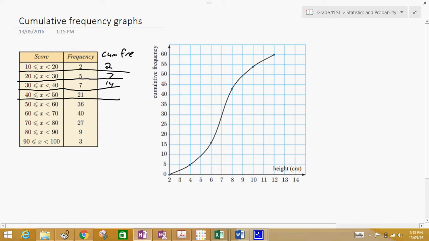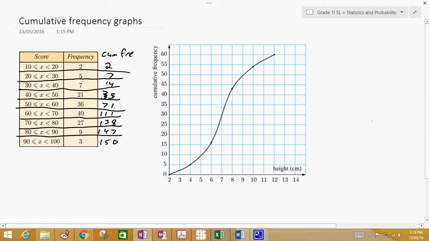And then we have 35. Sorry about my spelling or my penmanship. Then another 36, so that's 71. Then another 40, so 111. Then 27 more, 138. 9 more, so 147, and then 3 more, so 150. So there's a total of 150 people that did the test, or whatever this is.